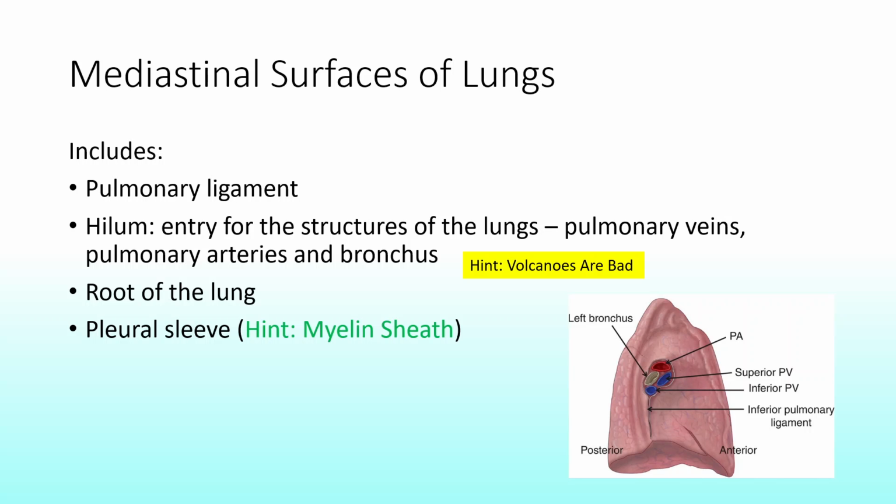And then we have the pleural sleeve. The pleural sleeve is where the parietal and visceral layers of the pleura surround the root. So think of the pleural sleeve as protecting the root. Same thing with axons, right? When we look at an axon, we see most of the time it's covered by a myelin sheath, which protects the axon. Same thing with the pleural sleeve to protect the root of the lung.